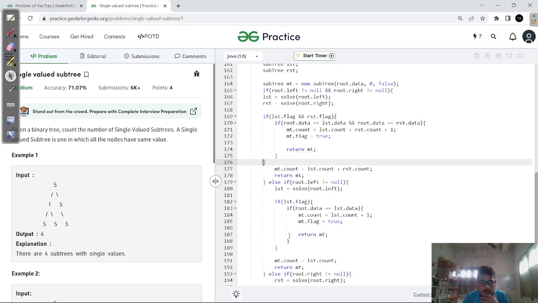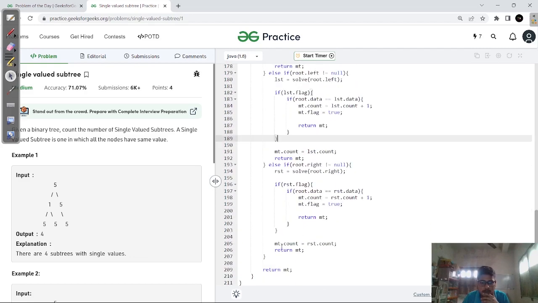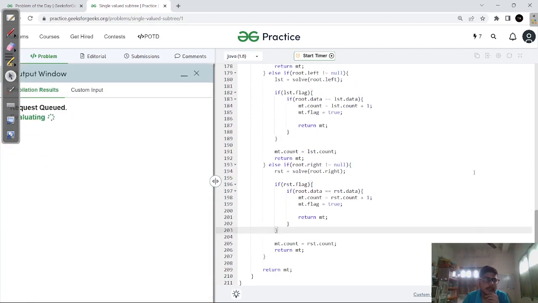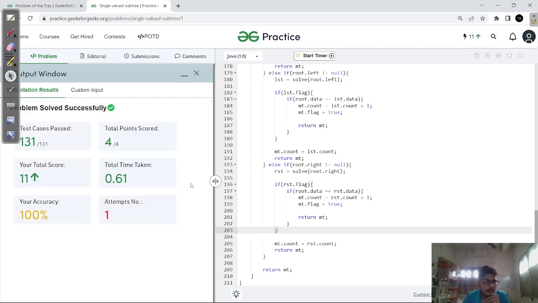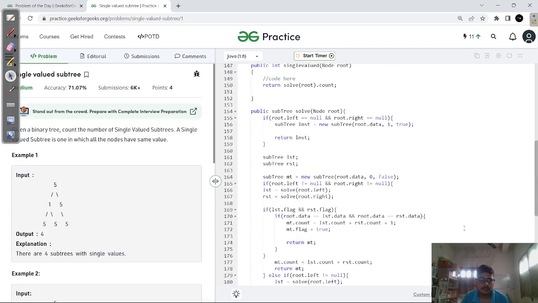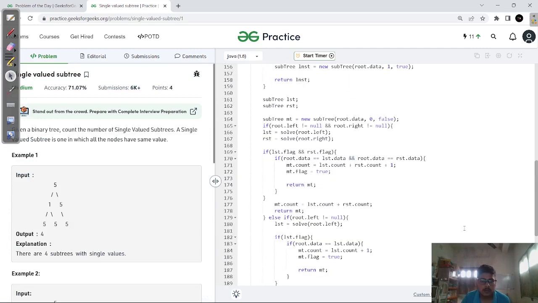I think it will be okay now. Right. Okay, fine. So we're compiling this. Yeah, it's run well. Okay, so we got it with 100% accuracy. Right. Fine.